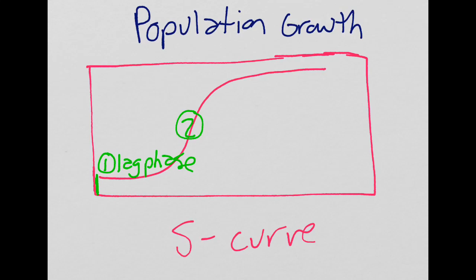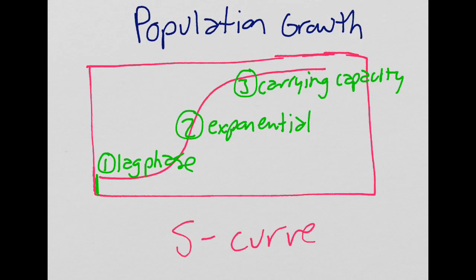At number 2, we have the exponential phase, and this is where things really start picking up because there's a lot of resources, there's enough couples to mate, and so population grows very quickly, like in ideal conditions in the J curve. Now, where this differs from the exponential model is at the top at number 3.